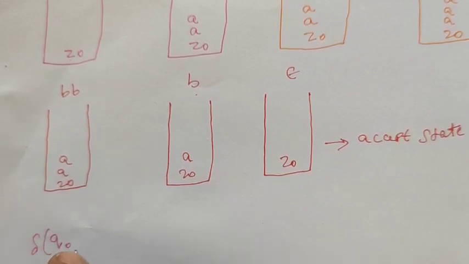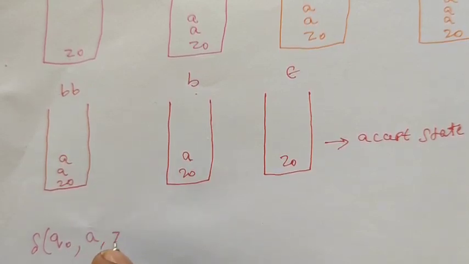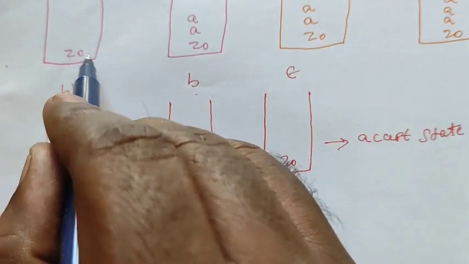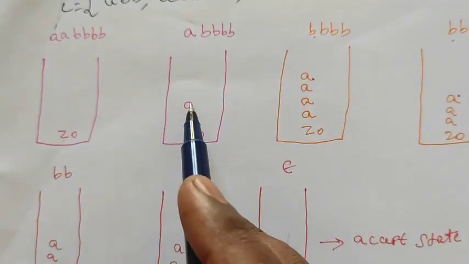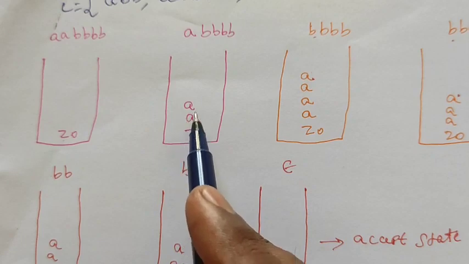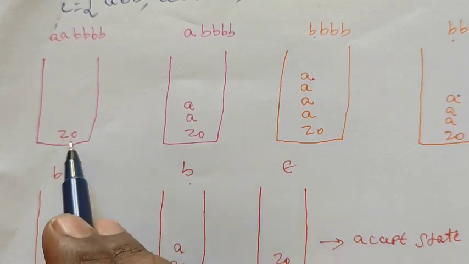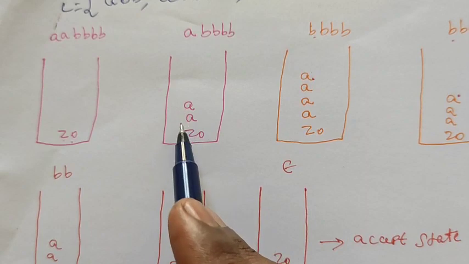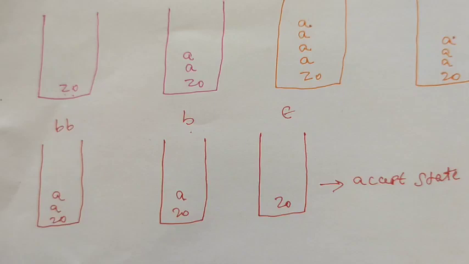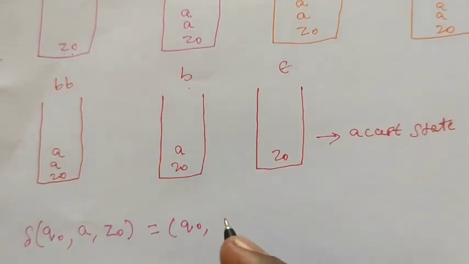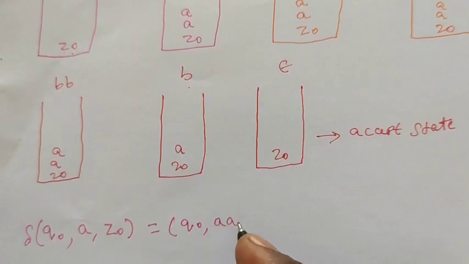So delta of q0, input is a, topmost symbol of the stack is Z0. When this is the state, I am not touching this Z0. Z0 is as it is. But what happens in the next level? I push two more A's inside the stack. So altogether, the Z is untouched, and apart from it, two A's are pushed inside the stack. Now you will be standing in the same state. So I make it stand on the same state, Q naught, and I write AAZ naught.